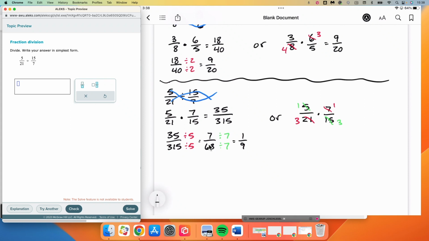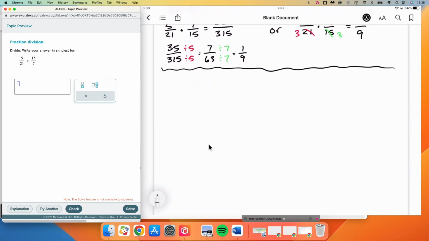So now back over to when we had done the cross-canceling and stuff, we're going to end up with 1 times 1 is 1, and 3 times 3 is 9. Again, either method produces the same result. Choose the one that works best for you. And I'll put my answer in here, 1/9.